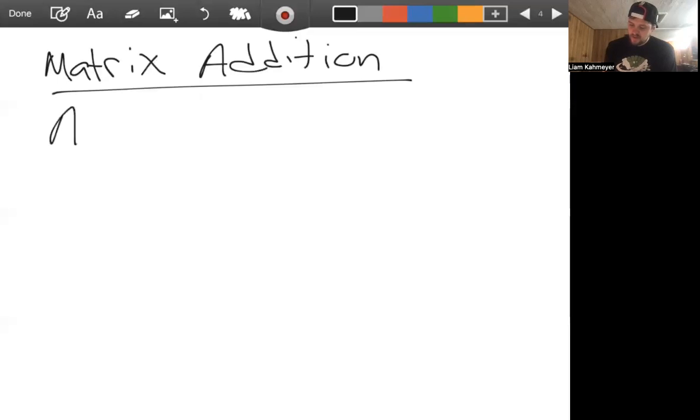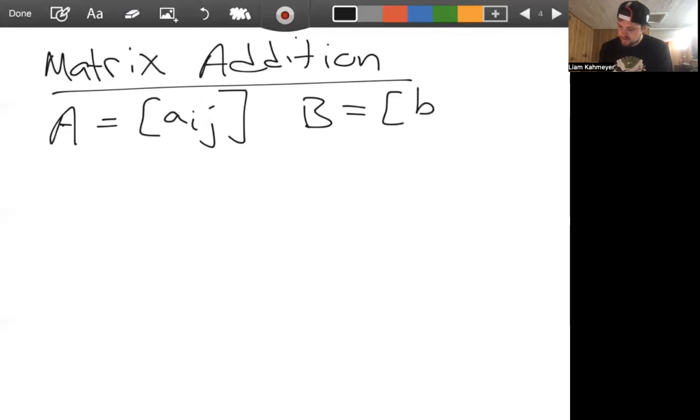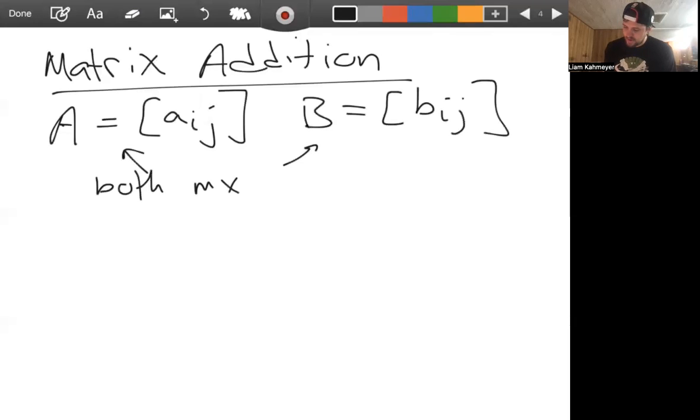Here, if we have a matrix A, which will be given by A sub ij, and B, another matrix given by B sub ij, and let's let these two matrices have the same number of rows and columns. So let's say these are both M by N matrices. Well, then the sum of matrix A plus matrix B is defined component-wise or entry-wise, right?